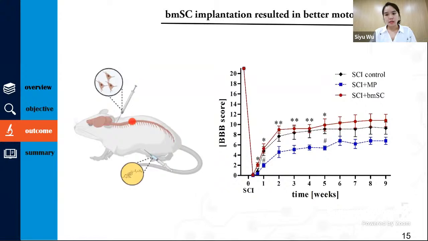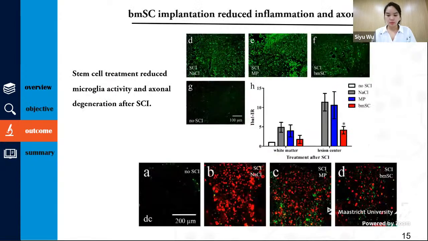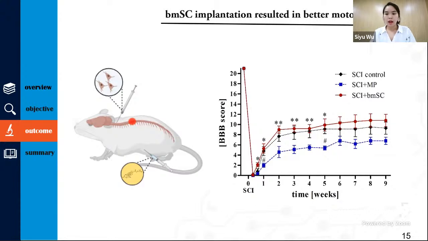Besides the SCI negative treated group, we also included a methylprednisolone injection group as a control group, which is always used for the clinical treatment. We found a significant motor function recovery improvement in the BMSC group compared with the methylprednisolone treated group in the first 5 weeks.